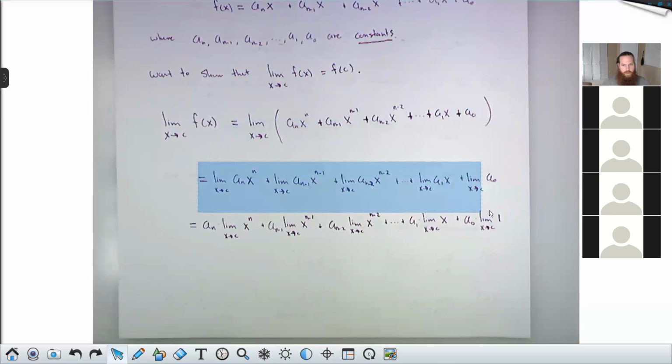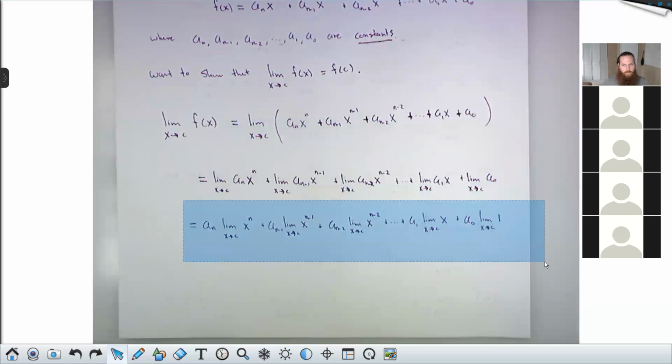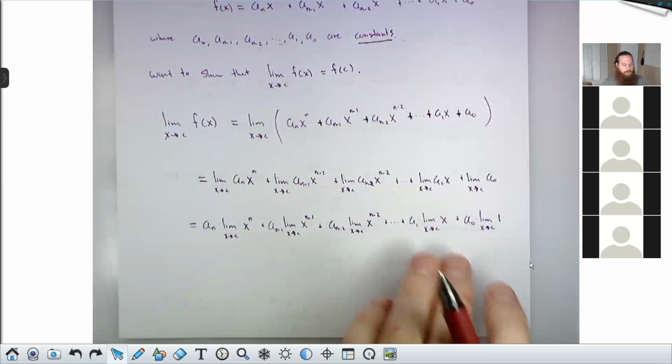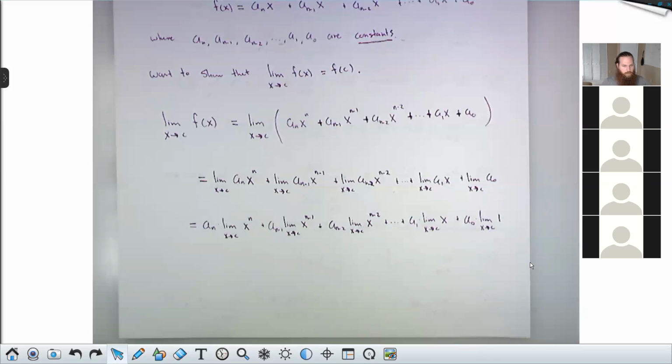To go from that line to the line below, I use the fact that constant multiples pop out of limits. So I don't want to rip this away from you while you're copying, but that was one of our limit rules as well, that if k is a constant, then the limit of k times f of x is k times the limit of f of x. So in each of these little limits, the constant term can pop out of the limit. Everybody with me so far?